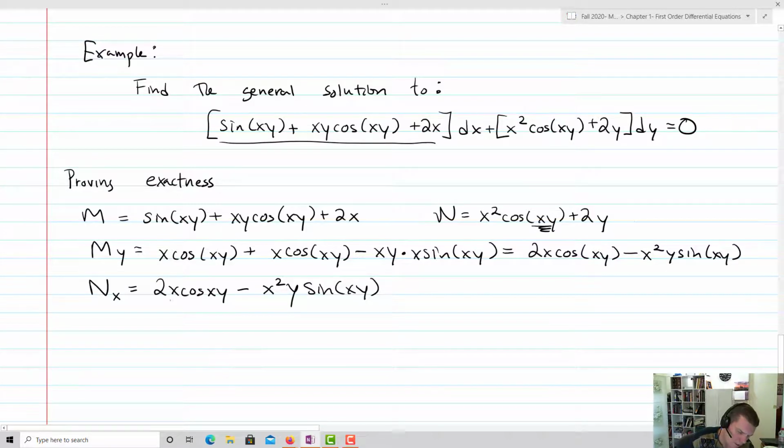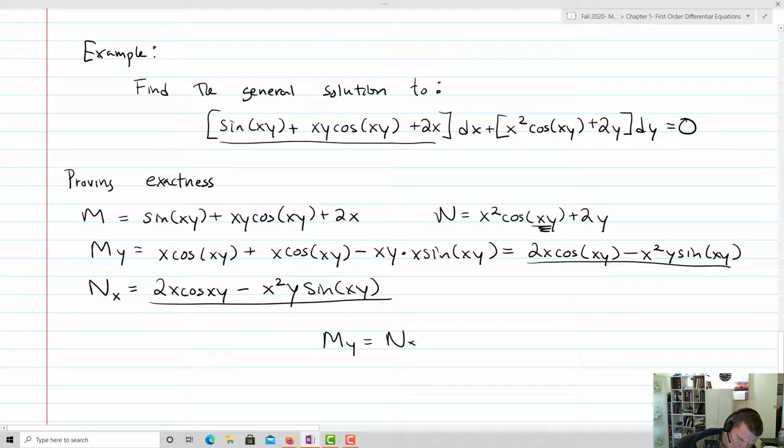So if we notice here, these two are in fact the same. So M_y equals N_x. So the differential equation is exact. So we've actually now proved exactness.